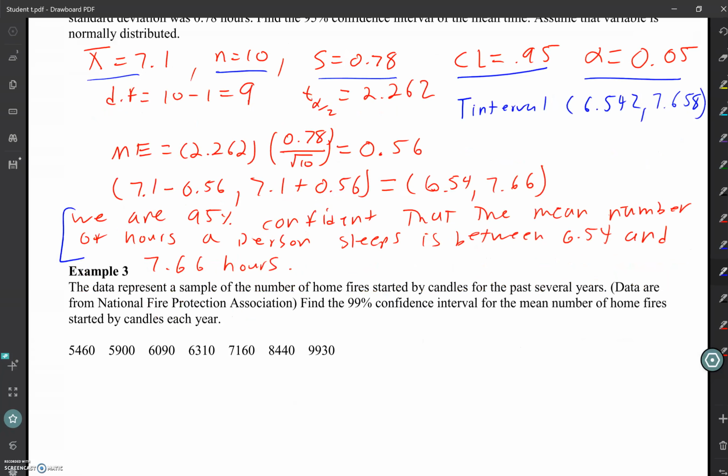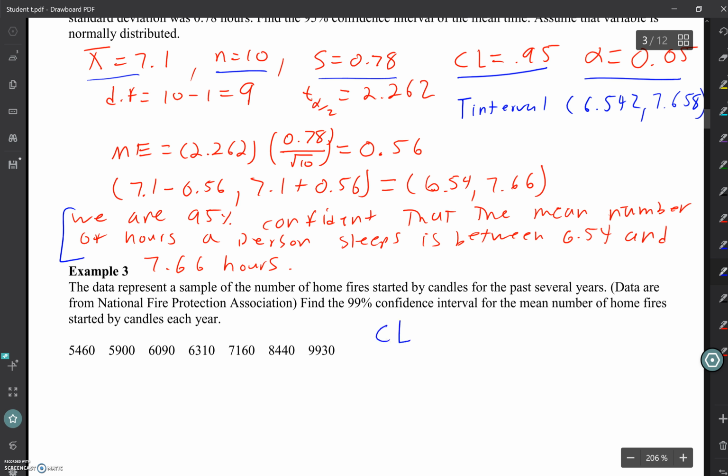Data represents the sample of the number of home fires started by candles for the past 7 years. Data are from the National Fire Protection Association. Find the 99% confidence interval for the mean number of home fires started by candles each year. All right, so what can I identify? Confidence level is 0.99.